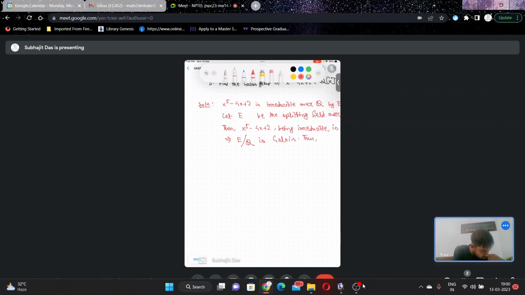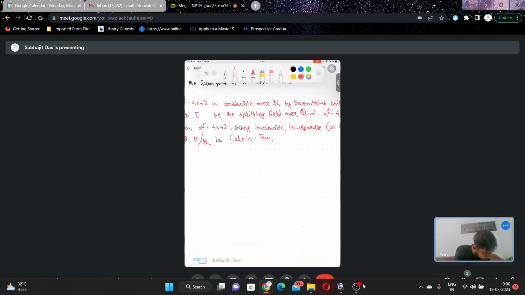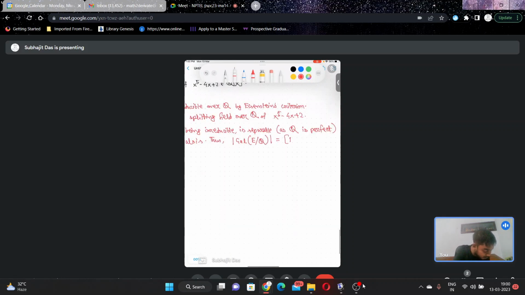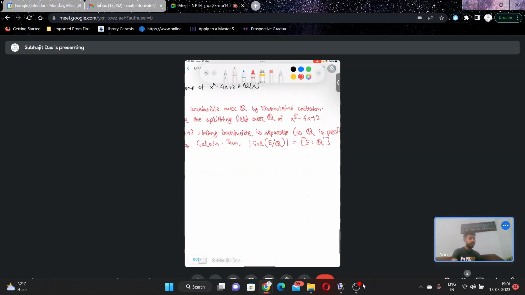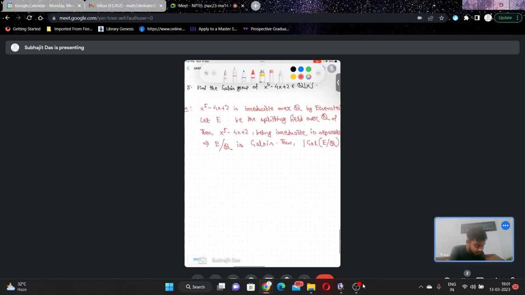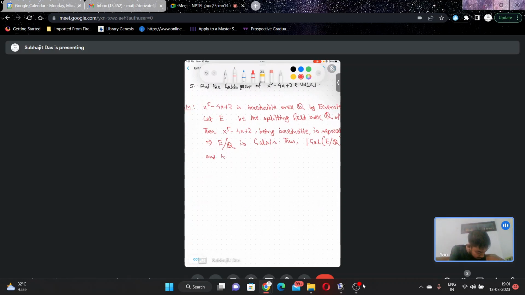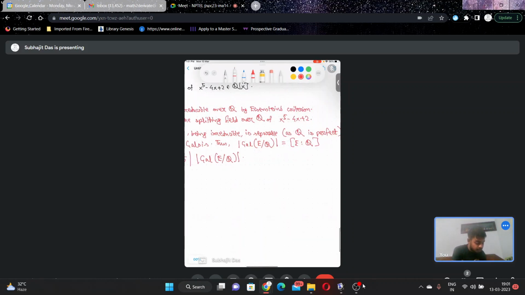Thus the cardinality of the Galois group of E over Q, this is one of the equivalent conditions of a Galois extension. You should have a finite extension such that the order of the Galois group is equal to the degree of the extension. This is equal to this, and hence 5 divides the cardinality of the Galois group of E over Q. Now, why is this the case? I'll just write down a note here explained in the video.